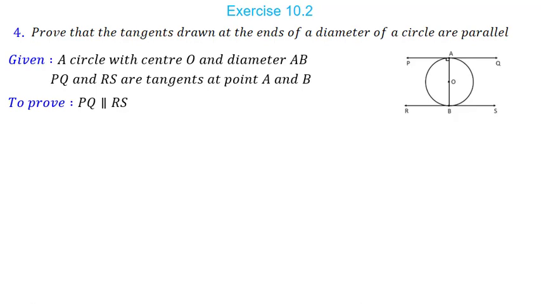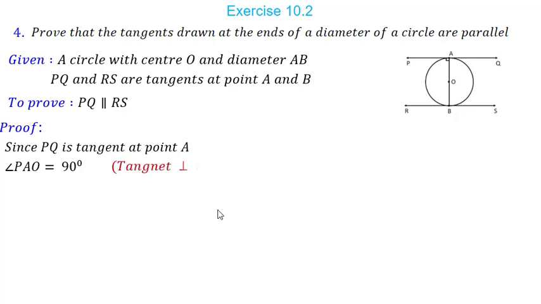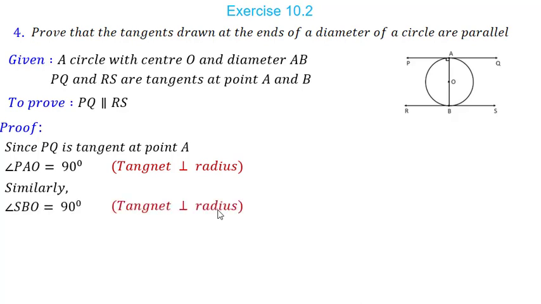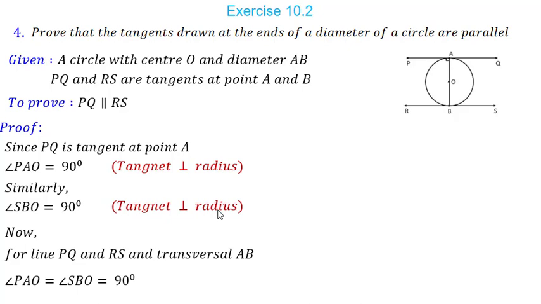Now here we use the alternate angle theorem. So in the proof, we will say that since PQ is a tangent at point A, angle PAO is 90 degrees. Similarly, we can say that angle SBO is also 90 degrees. Now, if we take lines PQ and RS and transversal AB, then angle PAO is equal to angle SBO is equal to 90 degrees. So I will say that PQ is parallel to RS by the converse of the alternate angle theorem, right? So we are getting alternate angles congruent, equal. Therefore, we will say that lines PQ and RS are parallel to each other.